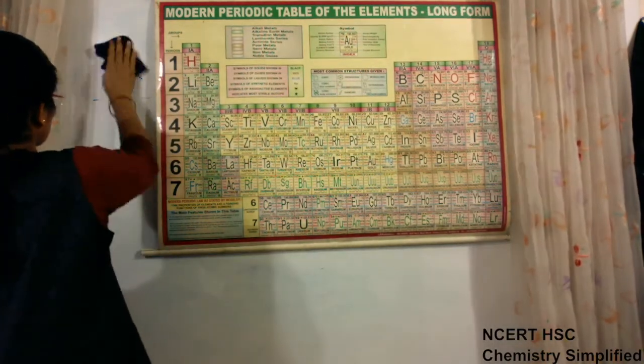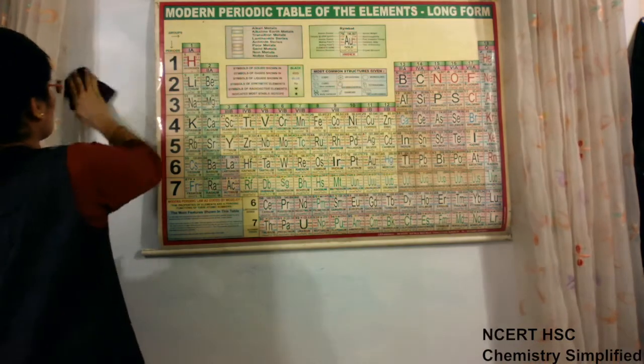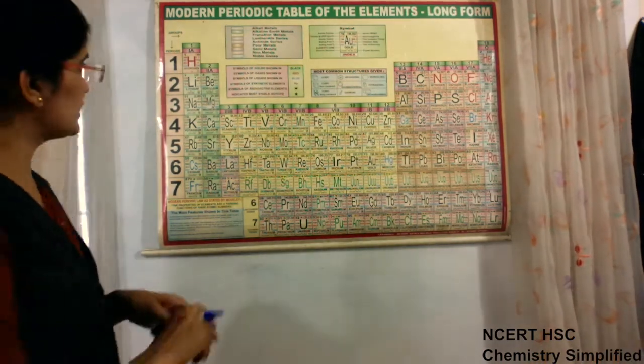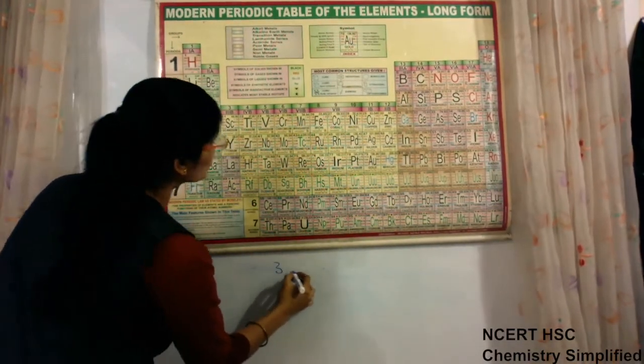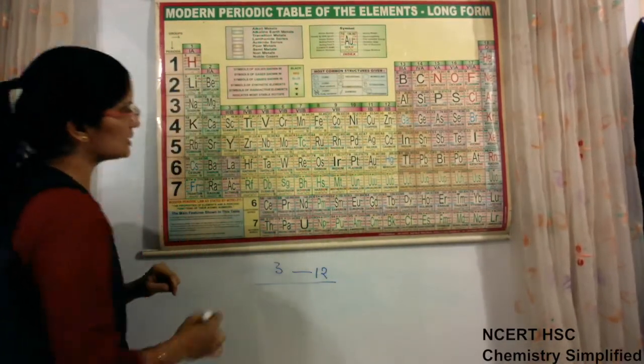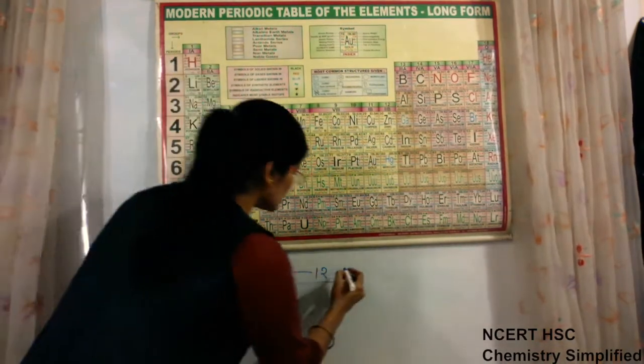Now we come to D block elements. D block elements start from group number 3 to group number 12, and these D block elements are known as transition elements.